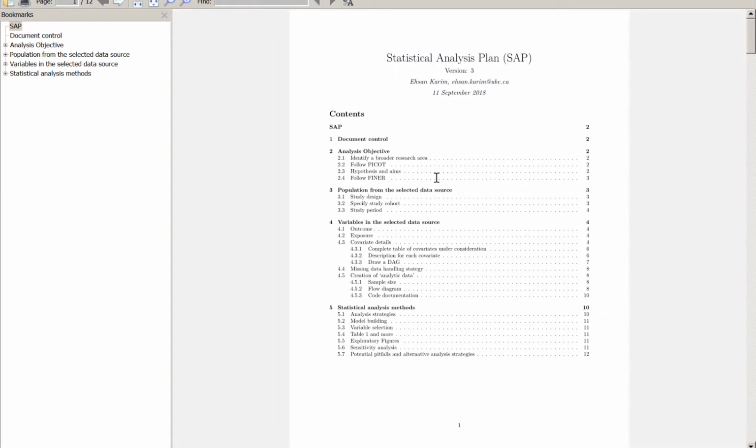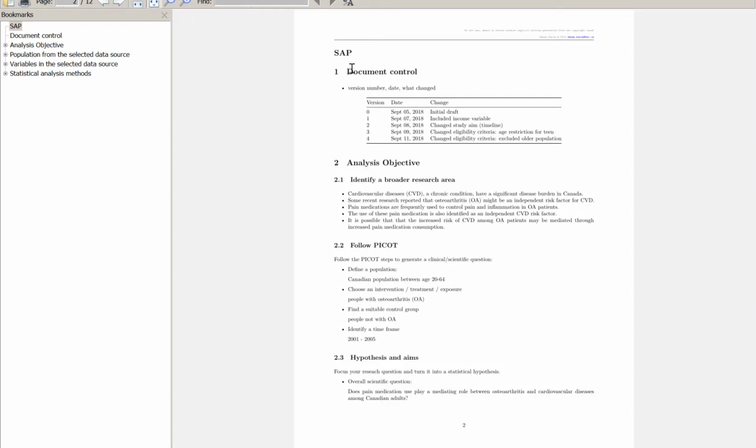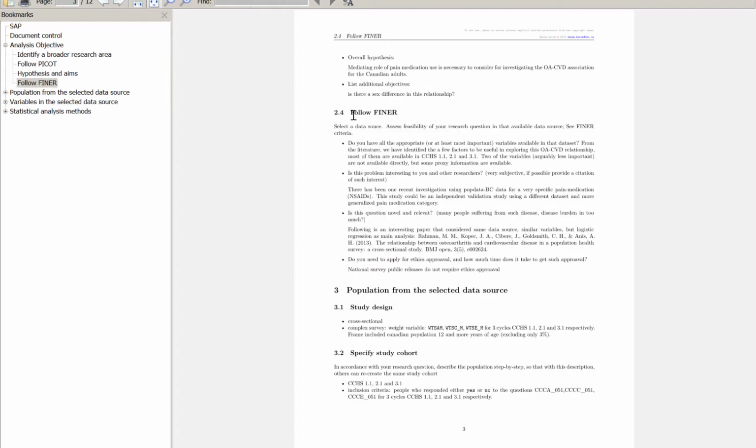You can see at the beginning of the proposal we have a very detailed table of content, and then I have the document control version in which dates what was changed in this document. I talk about the broader research area, and then specify what are the PICO elements, specify what is the hypothesis and aim. Then I also talk about whether the research question follows the FINER criteria.